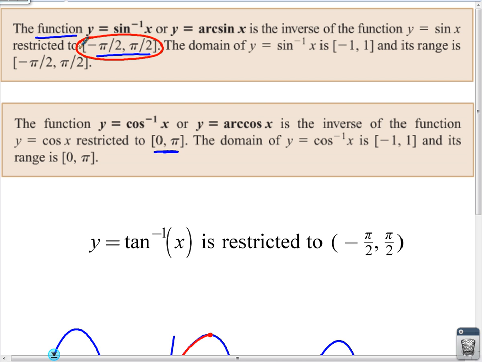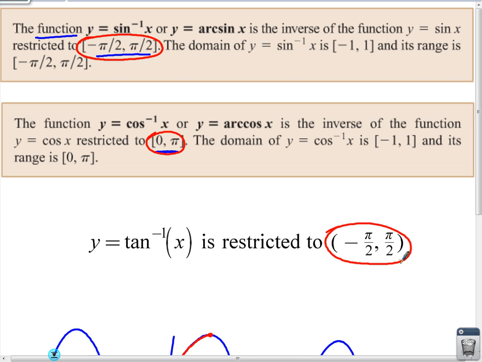Inverse cosine is restricted from 0 to pi. And inverse tangent is restricted from negative 90 to positive 90, the same as sine, except we don't include negative 90 and positive 90. If you think real hard, you probably know why. You can't find the tangent of 90, right? It's undefined. And we should be able to have all of our answers.